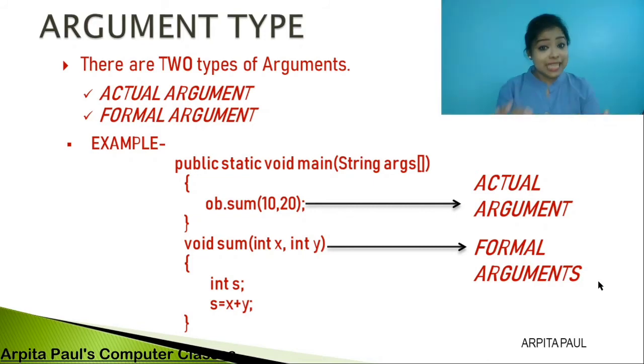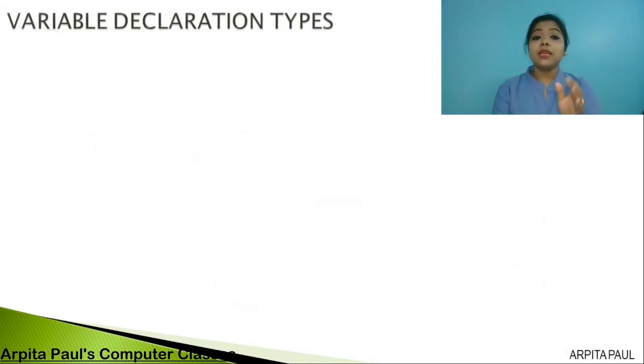So these argument types are very important. The difference between these two arguments is important. So this can come in your ICSE exam. So please study it. Now next, moving on to the variable declaration type.